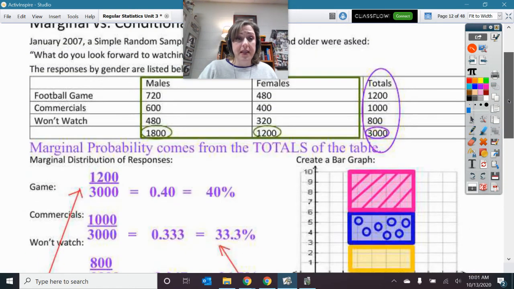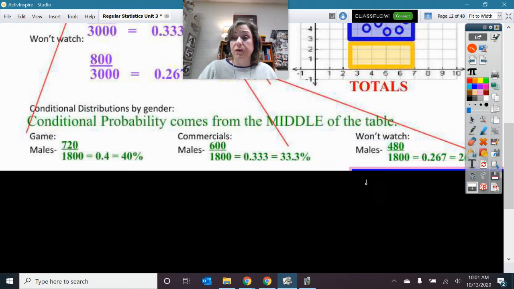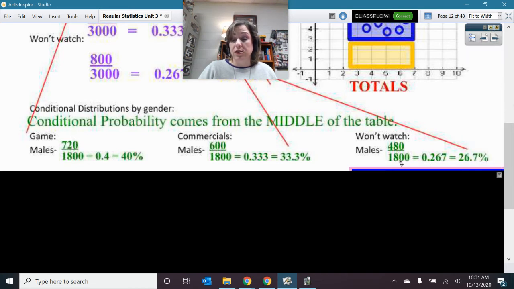And then, oh, look, 480 out of the 1,800 don't watch the game. Let's see what that equates to. Lo and behold, 480 out of 1,800 males is 26.6%. So for these males, the fact that you are male does not change the rate at which you are doing the Super Bowl activities. The fact that you're male is not affecting the rate at which you do those activities.